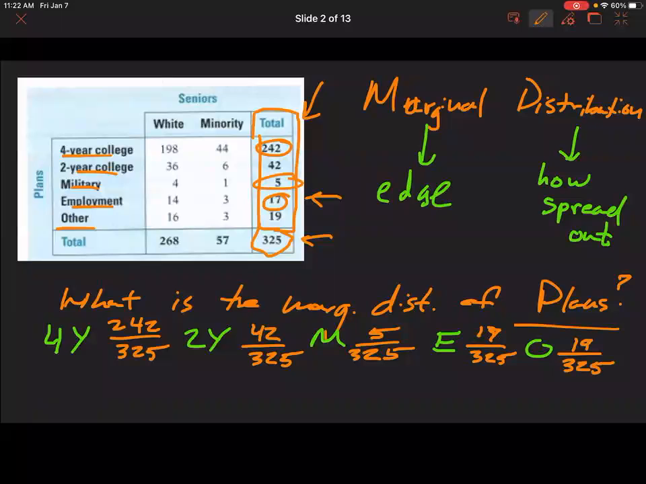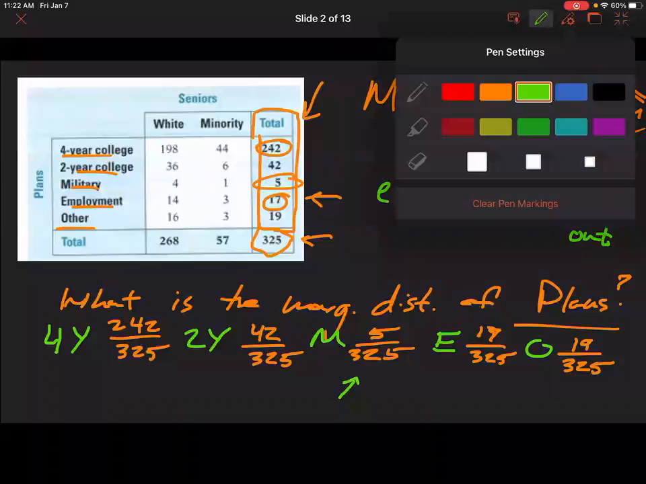So then you would divide each of these, you'd get percentages, and those percentages would add up to 100%. And it'd tell you how things are distributed. So as you can notice here, majority of people, looks like a good amount, over 50%, are planning to go to four-year college. And a very small amount are planning to go to the military. So you can see how things are distributed among these different possibilities.